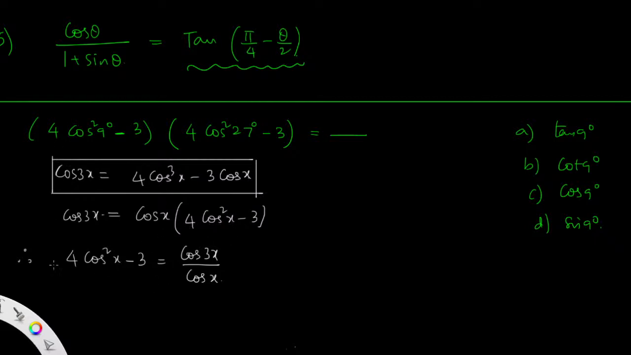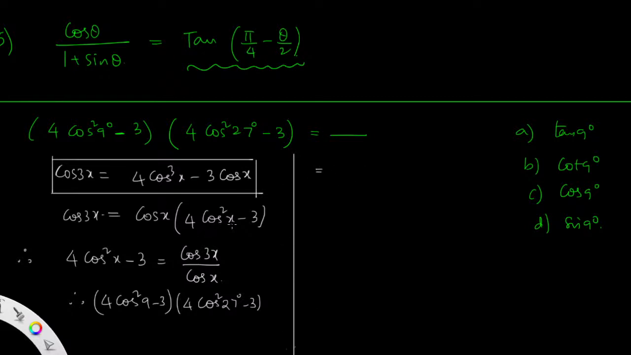Now substitute x equal to 3, therefore 4 cos square 9 minus 3, into 4 cos square 27 minus 3. In the place of x we have 9, so put x equal to 9. Similarly, afterwards x equals 27.